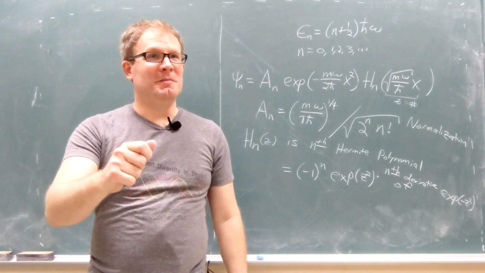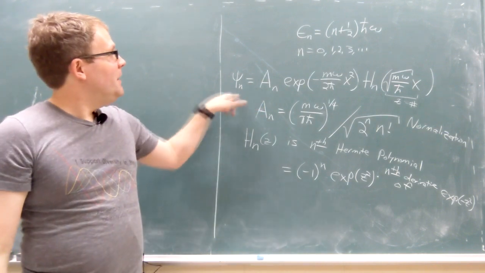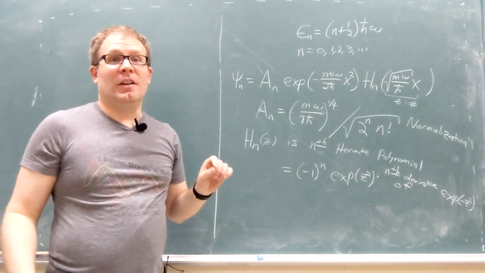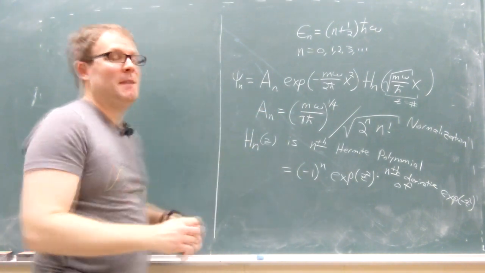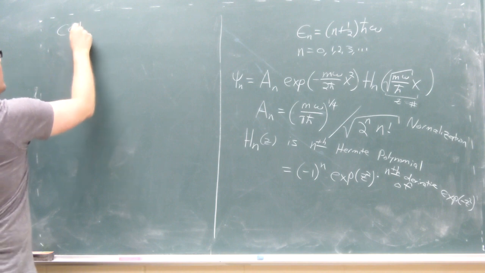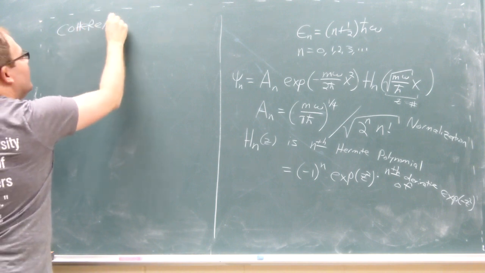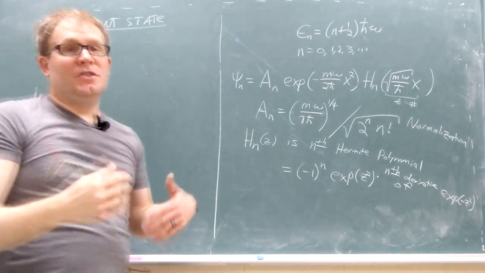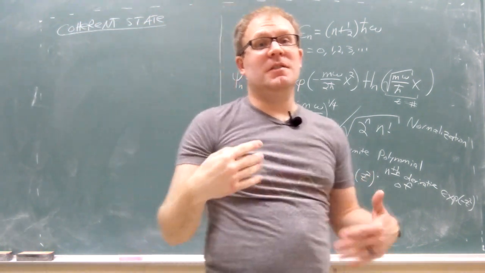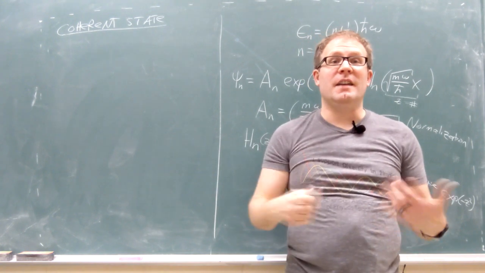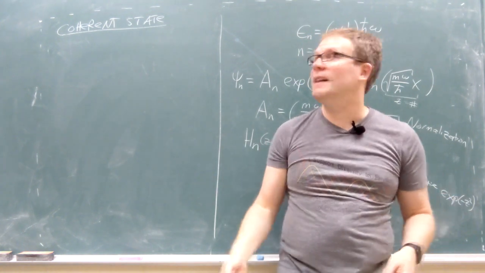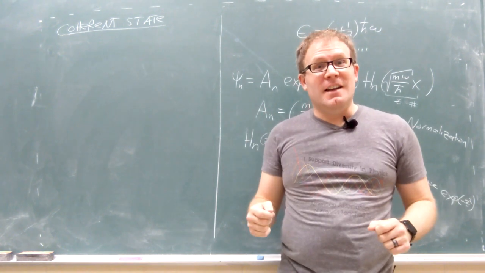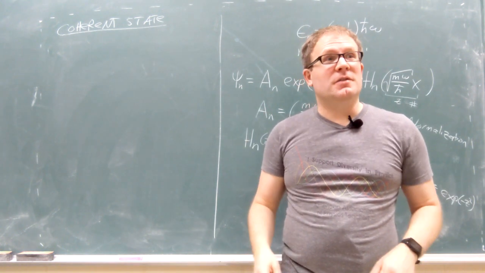But wait, there's more. It turns out that these psi-n's, these energy eigenstates of the harmonic oscillator, allow you to form a very special type of state called a coherent state. You don't get to do this with the energy eigenstates of just any problem. So you don't get to do this with the eigenstates of the infinite square well or the Dirac delta function or any of that stuff. Coherent states are wonderful. They are good for everything, as one of my graduate school professors would say.